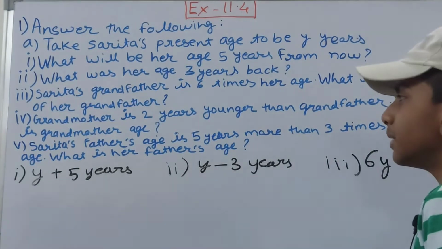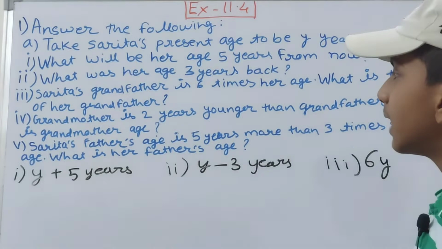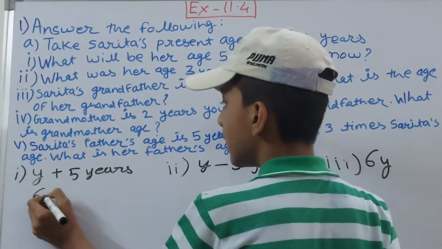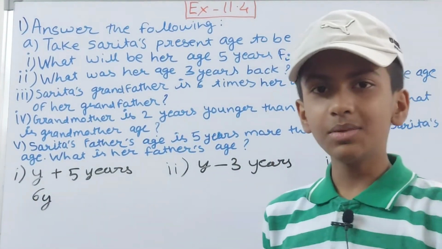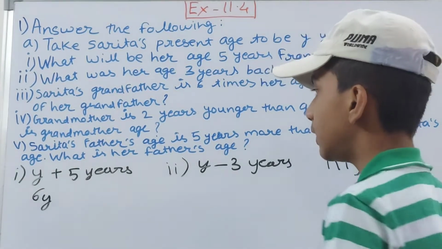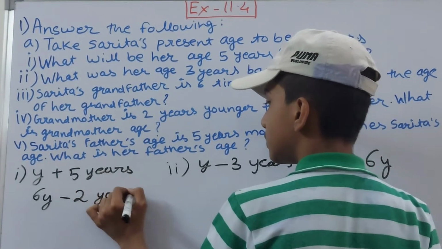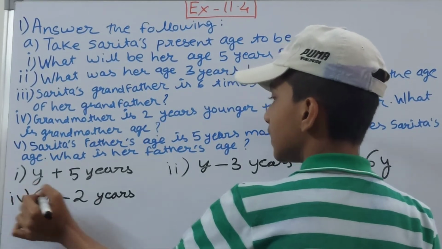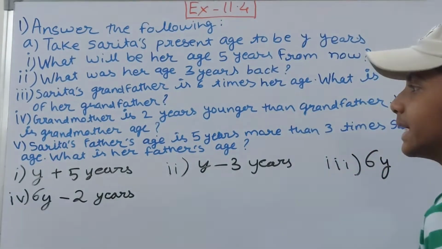Then grandmother is 2 years younger than grandfather. What is grandmother's age? So if you see, grandfather's age is 6y and she is 2 years younger, that means she is basically 2 years smaller than grandfather, right? So you will subtract 2 years from this. Okay, so 6y, and this is the fourth part. So 6y minus 2 years is her grandmother's age.